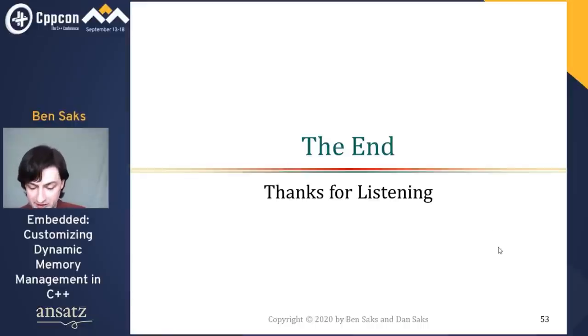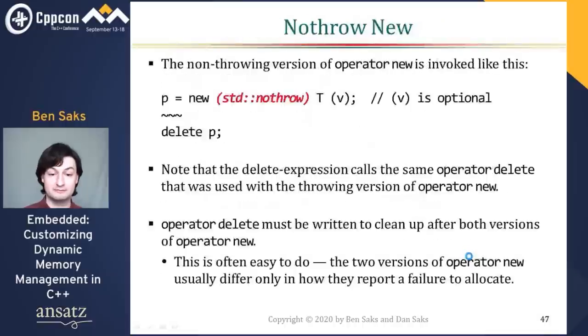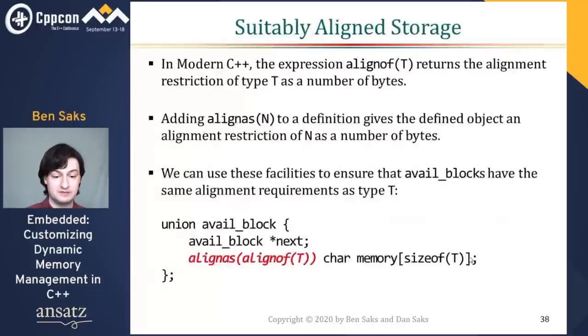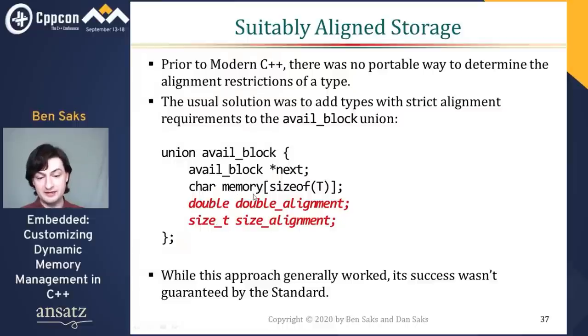Okay. The question: isn't a union taking care of the alignment requirements? What I was showing back here, including these elements in the union, the double and the size_t, makes sure that this available block is aligned in such a way that it has alignment suitable for a double or suitable for a size_t. That ensures alignment up to whatever alignment is required by a double or a size_t. But it's not guaranteed that that's the strictest possible alignment you could have in your system.